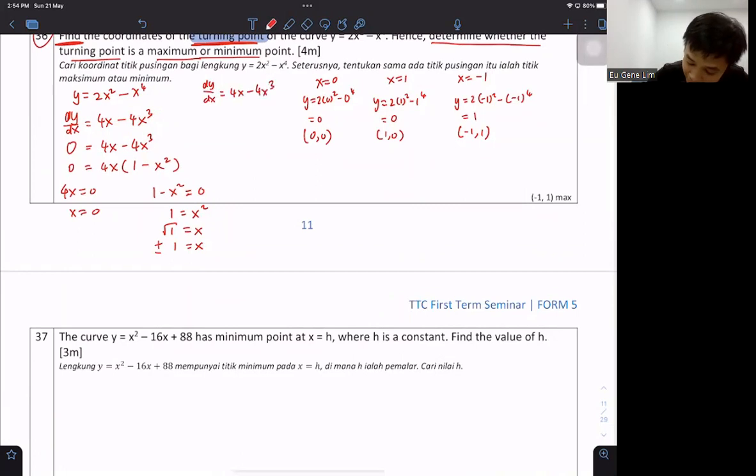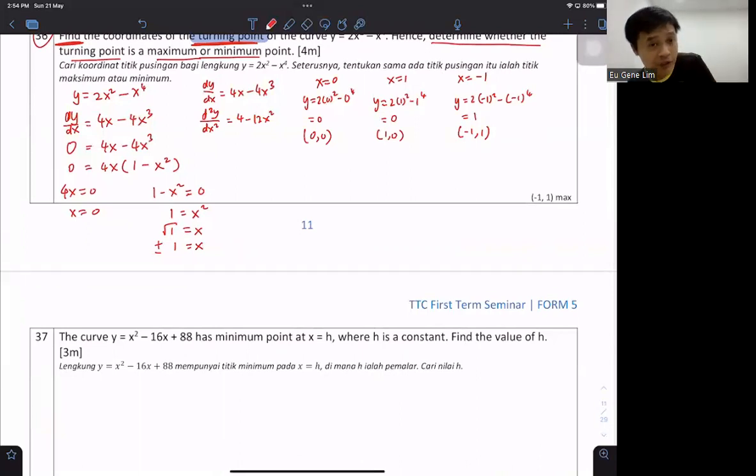You differentiate the second time, you get d square y over dx square. Differentiate: 4 minus 12x squared. So d square y over dx square is 4 minus 12x squared, right?